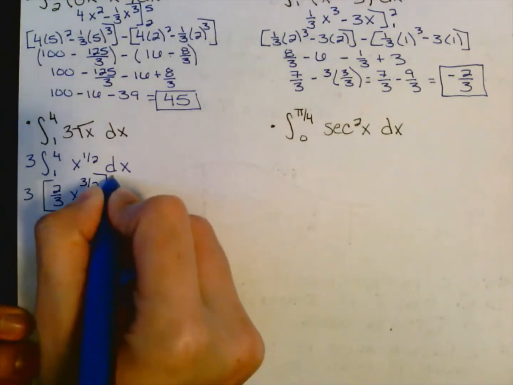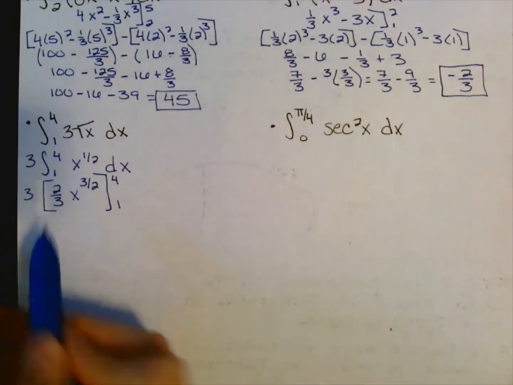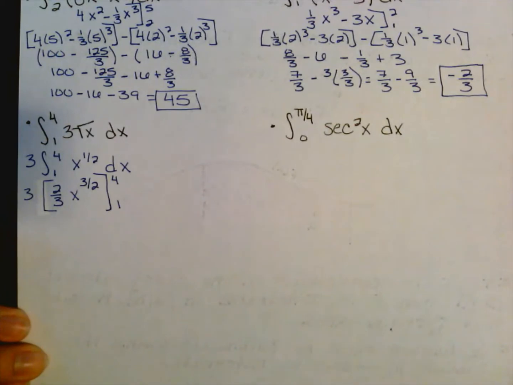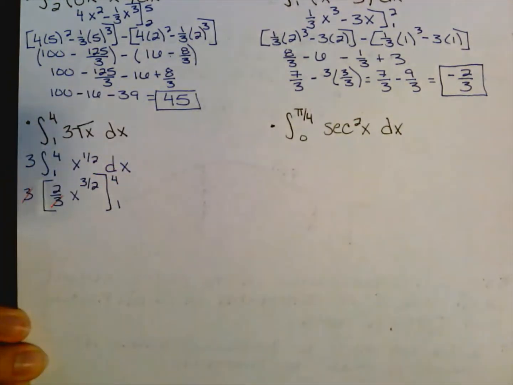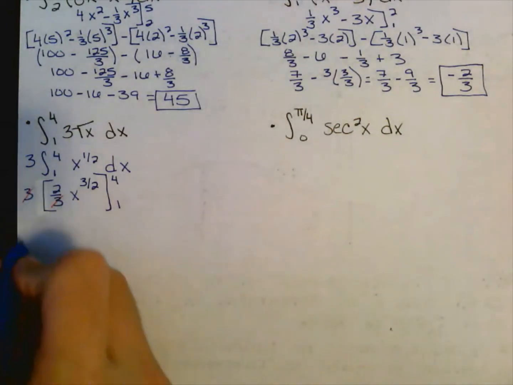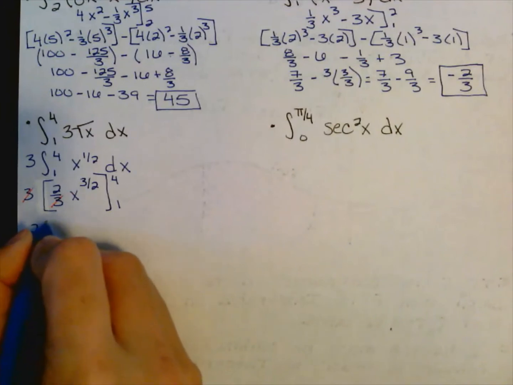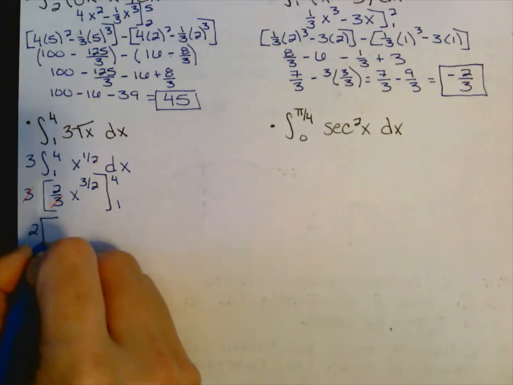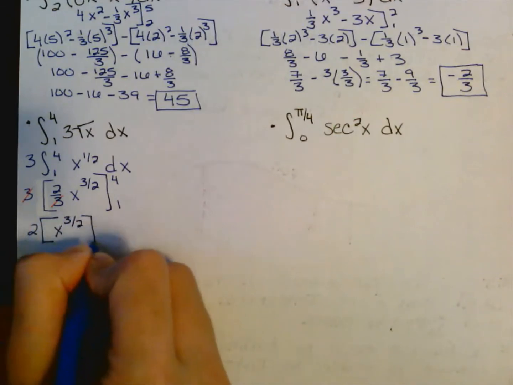Now I'm going from 1 to 4. Just like you took that 3 out, I'm allowed to take out this 2/3. And the nice thing about that is that my 3 will cancel out with that 3 in that denominator. And now I could just take this 2 out. So what I'm really working with is a 2 on the outside. And then I'm going to do my f of b minus f of a with just x raised to 3 over 2.